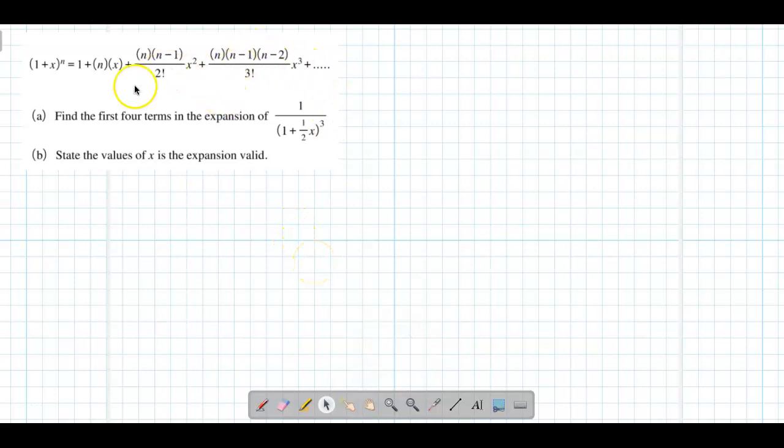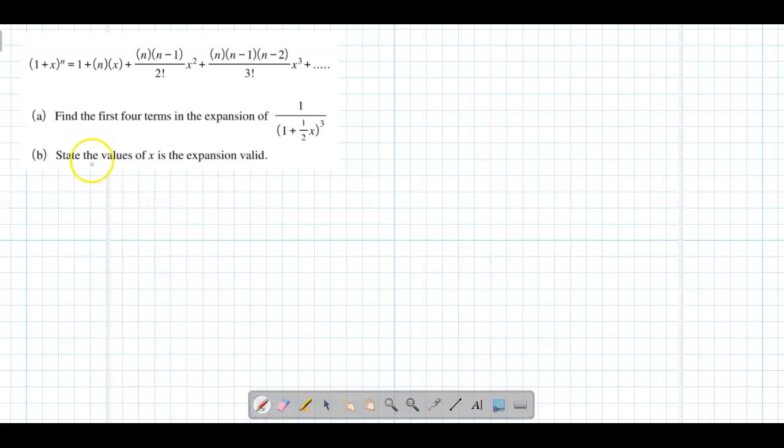In this video, we're looking at using the binomial expansion here, and this is the basis of it, but when n is a negative number or a fraction. So we're going to start off with an example where n is a negative number. So you can see here that we've got 1 over all of this.